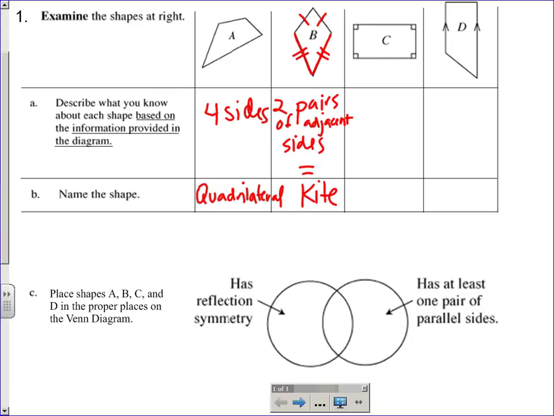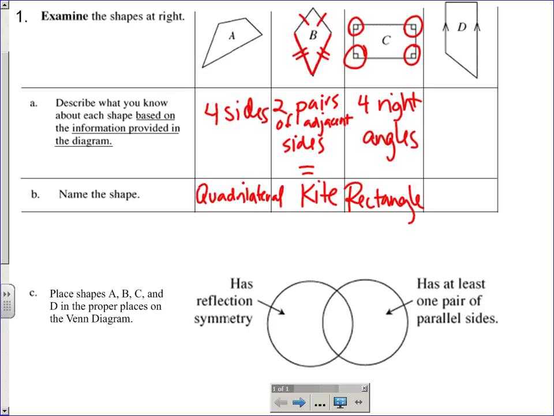Markings in C. All I have are these little squares or boxes in the corner. Those mean I have 4 right angles. On my blue toolkit, 4 right angles, the only shape that has just that in the definition is the rectangle. And I know it looks kind of like a rectangle too, so that helps me make sure that I have the correct answer.